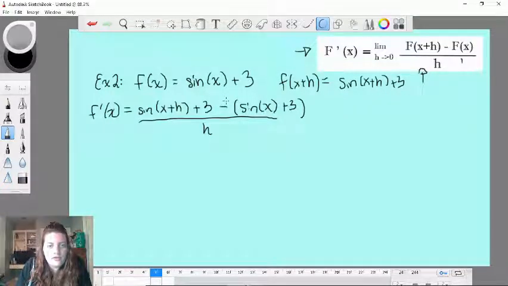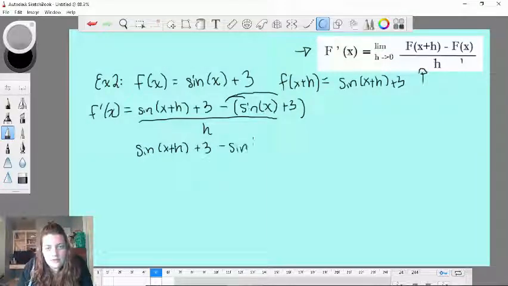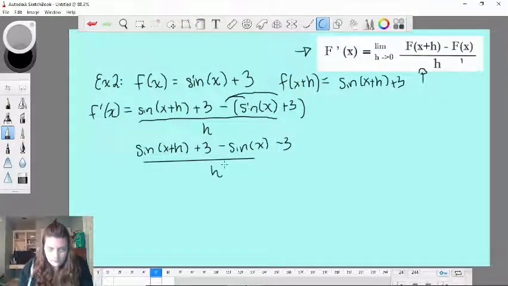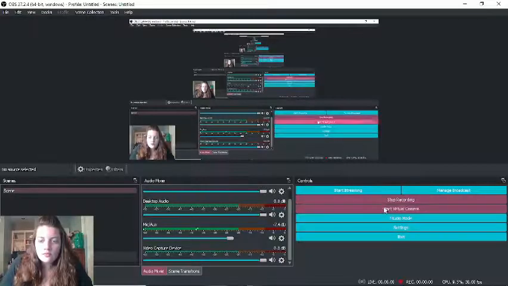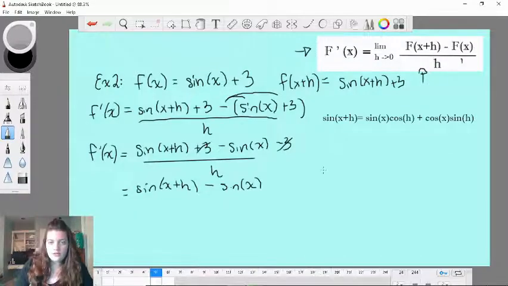So the only simplification we can do is just carrying this along. So we have sine of x plus h plus 3 minus sine of x minus 3 all over h. Our 3's cancel, the plus and the minus. And then we're left with sine of x plus h minus sine of x. So this is when we have to go to our trigonometry terms, which I'm going to paste over here on our right side. Okay, so it's over there on the right side.